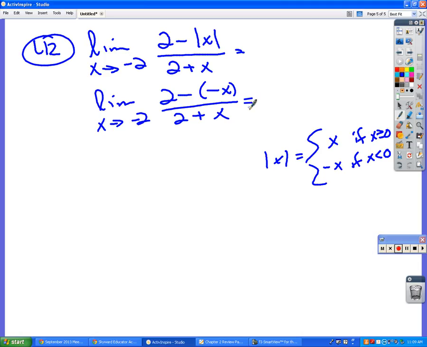No, it was over 2 plus x, wasn't it? Yeah, but if you're putting in... No, but I'm not changing this piece at all. I'm only changing that piece there. Okay? All right, so then now this becomes very simple. Yeah, 2 minus minus x is 2 plus x. These cancel, and my answer is 1.